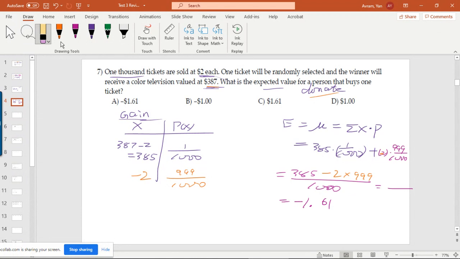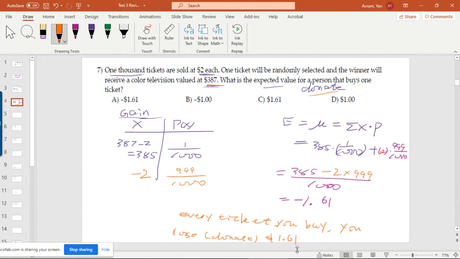Okay, this will give you a -1.61. And what does that mean in here? That means every $2 ticket, every ticket you purchase, every ticket is one purchase, you actually lose, if you want to say lose, or you can say donate, $1.61.